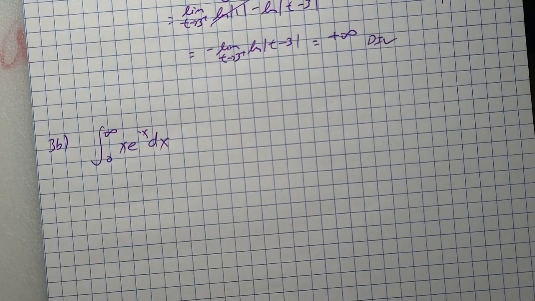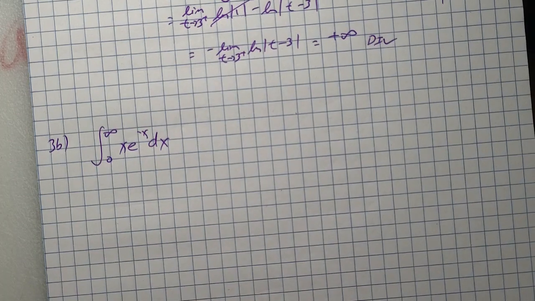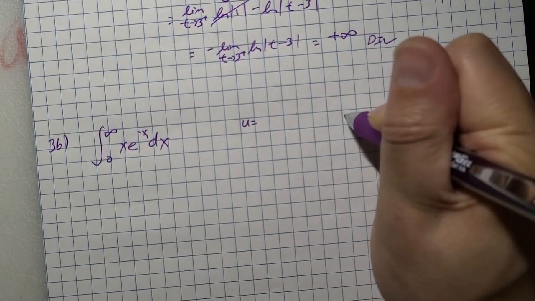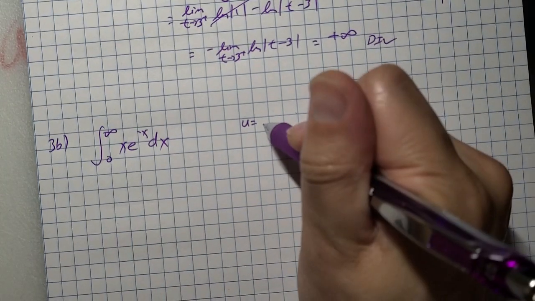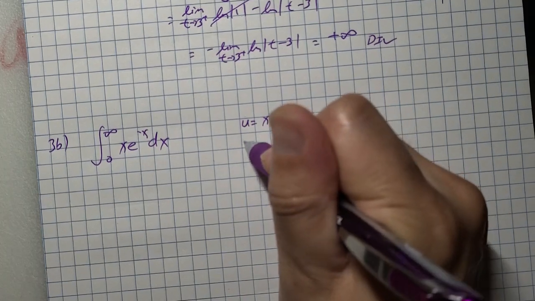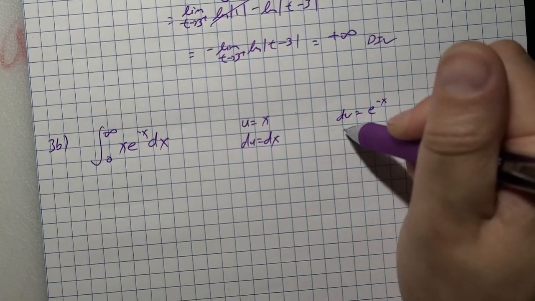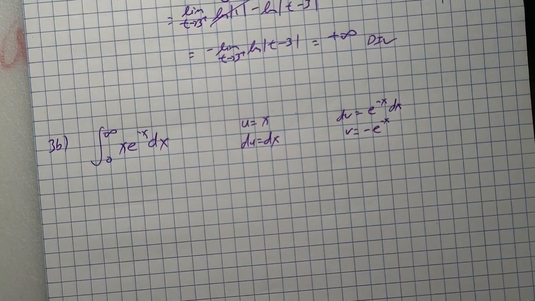Next. We have this improper integral, x e to minus x dx from 0 to infinity. This one, if you recognize, is integration by parts. So let's do that. U and dv. Remember, for this type of problem, we want to reduce the x. So we let it be u. So du would be dx. dv is e to minus x dx. V would be minus e to minus x.